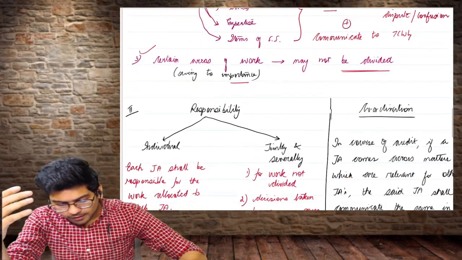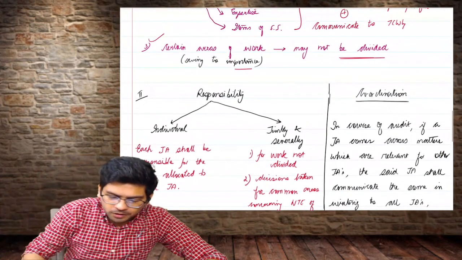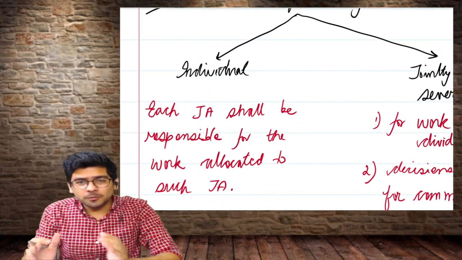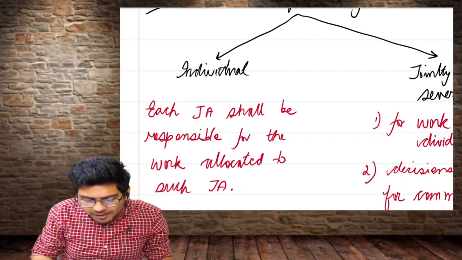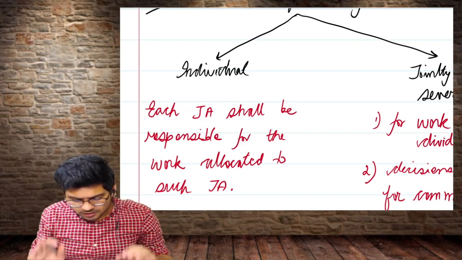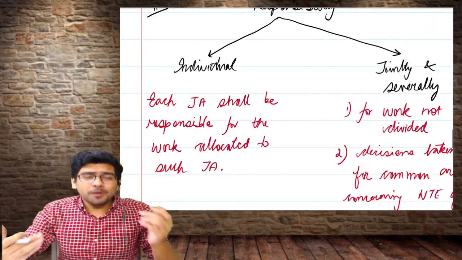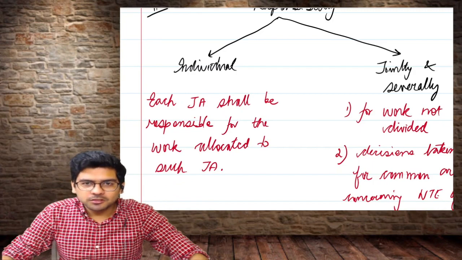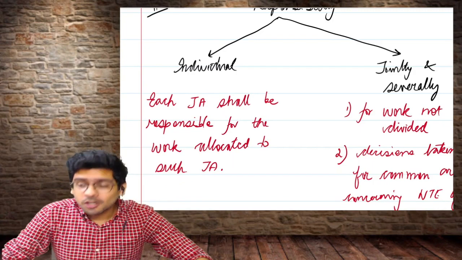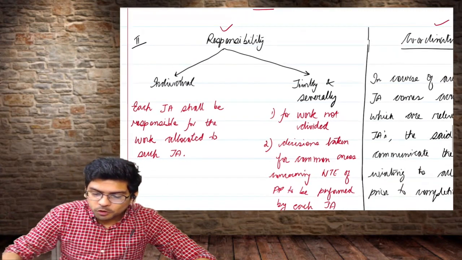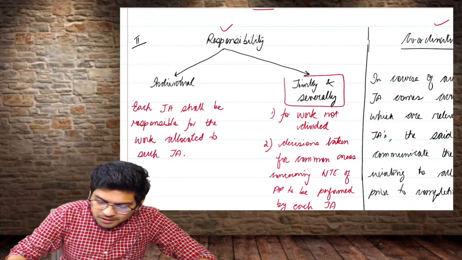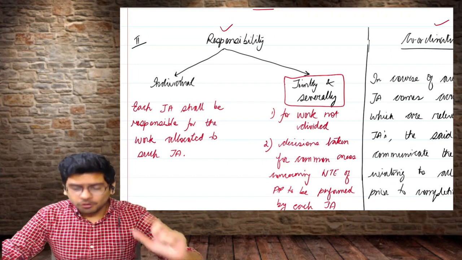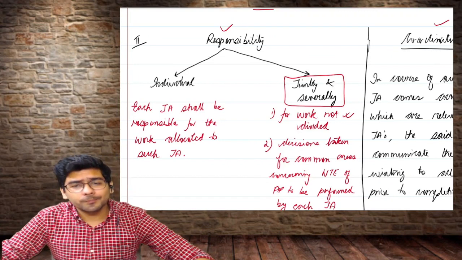Yes. So please understand, I have two topics to cover here: responsibility as well as coordination. When I talk about responsibility, it is going to be individual responsibility, where each joint auditor shall be responsible for the work allocated to such joint auditor. This means when there is proper division of work, that single joint auditor will be responsible. But let's say the work which has not been divided, then what is going to happen? The responsibility will be joint, and all the joint auditors will be jointly and severally responsible for all that work that has not been divided.